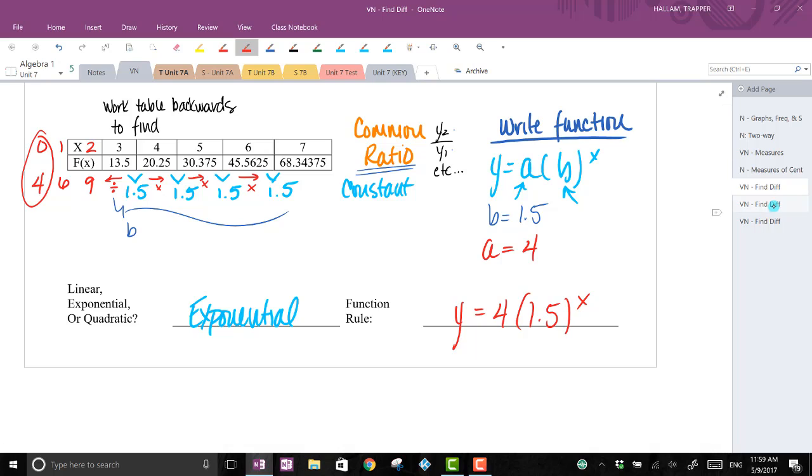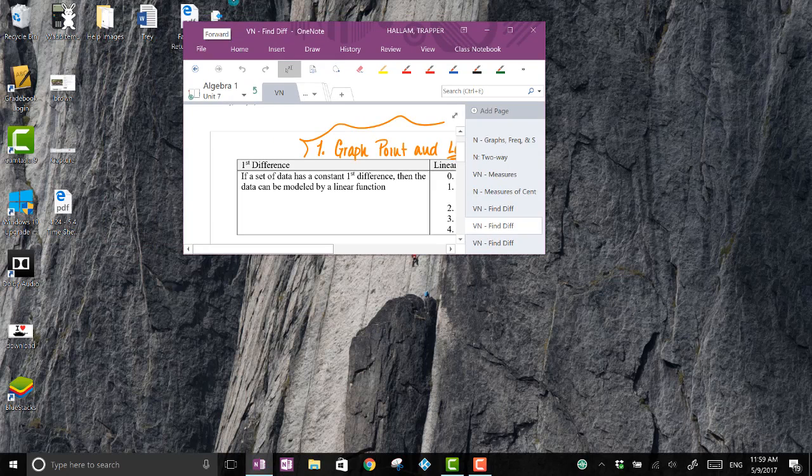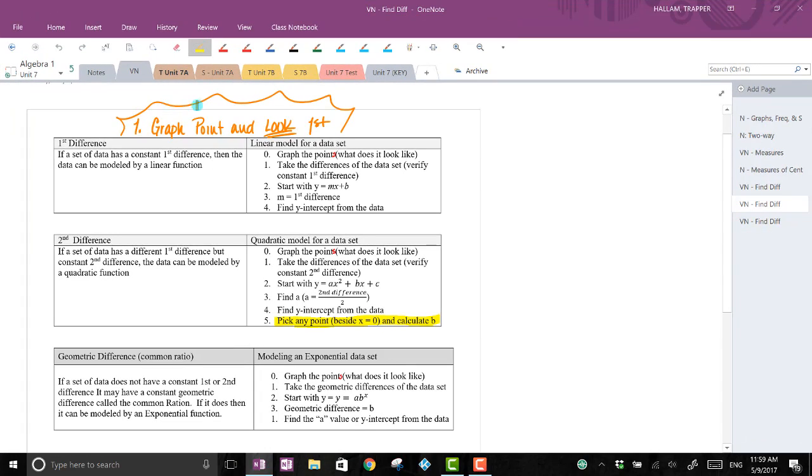What I did on the next page here, and I also made sure to write this out, let's do that a little bit bigger here. That didn't click. There we go. Make sure that you graph and look at the points first, because a lot of times you can go straight to the method that you have to do, and you don't have to do the first difference, the second difference, and the geometric. You can kind of see which one you need to get to. So make sure that you graph the points and look at them.